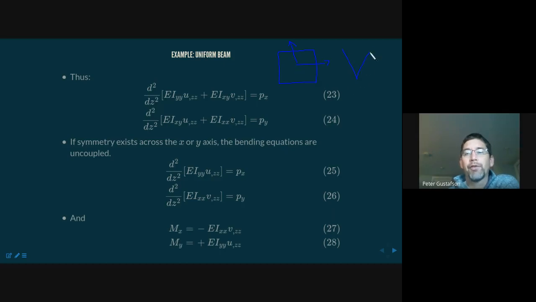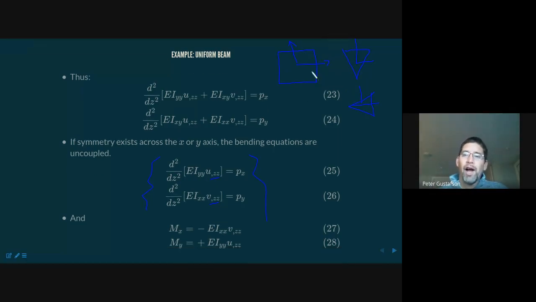We could have a triangular cross section. That one would be symmetric about Y. We could turn that triangle on its side. That one would be symmetric about X. In any of these three examples, there is symmetry about one of those two axes. IXY goes to 0, and when that happens, this form of the equation shows up. This one is decoupled. That means that the displacement or deflection in the u direction is not related to the displacement or deflection in the v direction. When I say u direction, I'm saying in the Cartesian x direction, that displacement we call u.